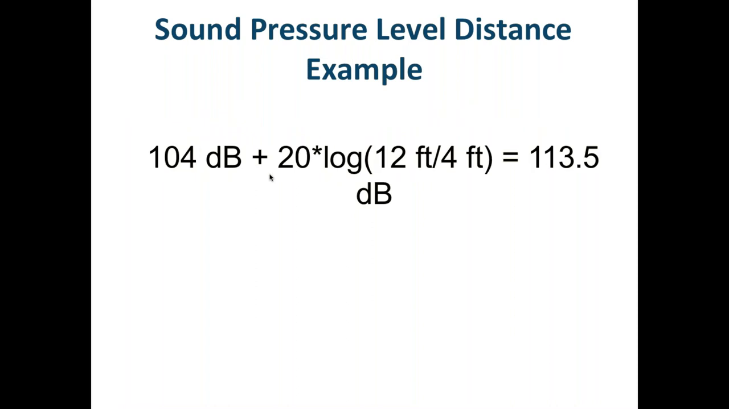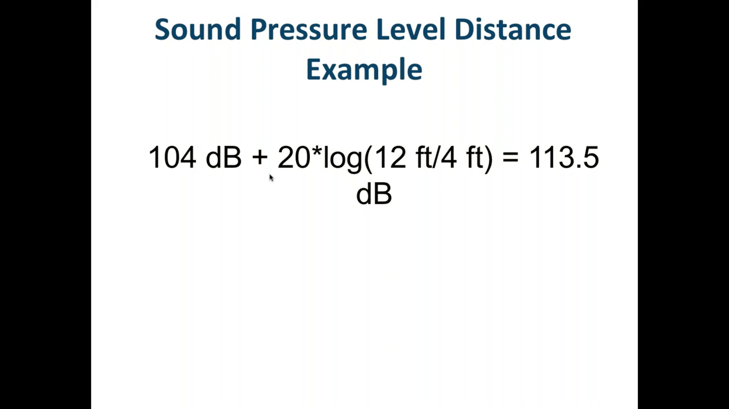Okay, so let's use our formula, which is our initial sound pressure level, 104 decibels, plus 20 times the logarithm of the ratio of the two distances. So the two distances are 12 feet and 4 feet. So that comes out to 3, right? What's the logarithm of 3? Somebody look that up for me. 0.48 times 20. 0.48 times 20 is how much? 9.5. Let's call it 9.5.